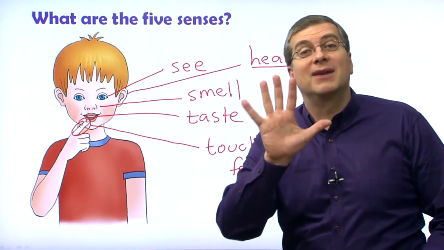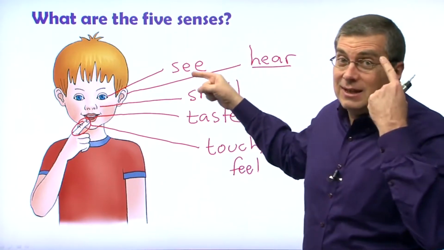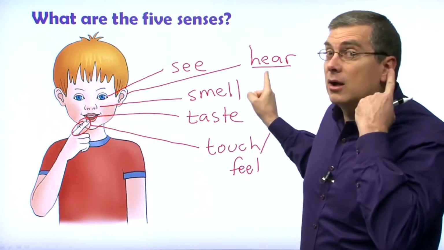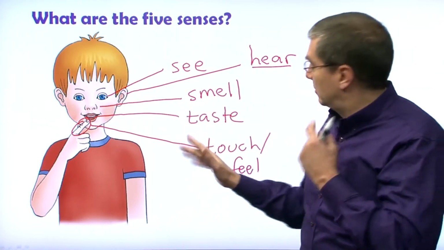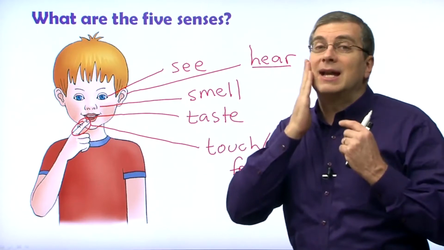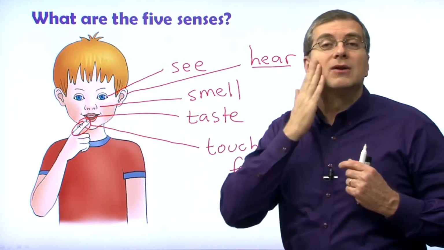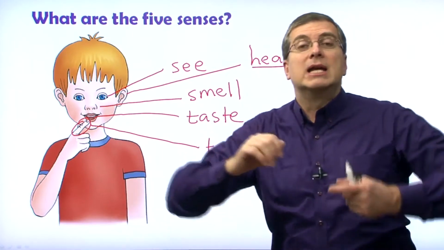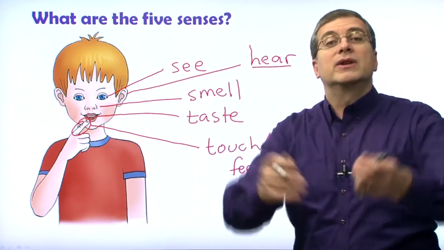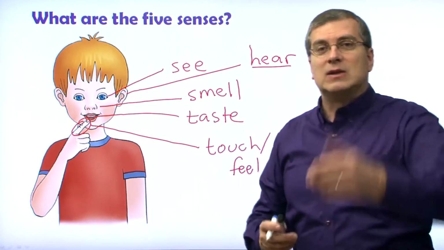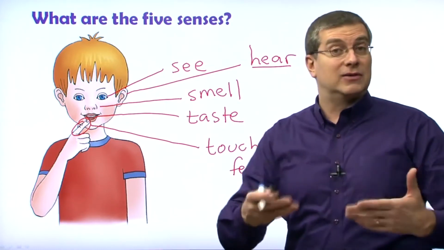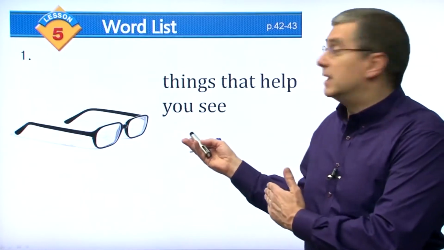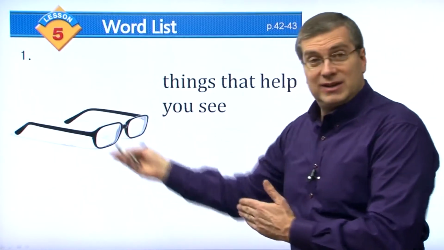So we have our 5 senses: see, smell, taste, hear, and touch. Touch or feel, and that's any part of your body. Your fingers, your cheek, your elbow, your toes, any part of your body, you can touch something. Those are the 5 senses. Now let's learn some vocabulary that has to do with these 5 senses. Our first word is this object here.